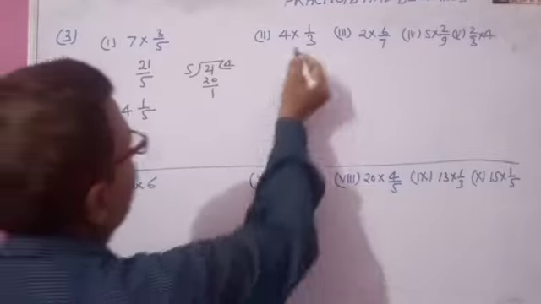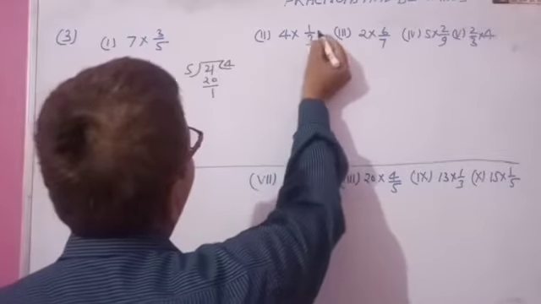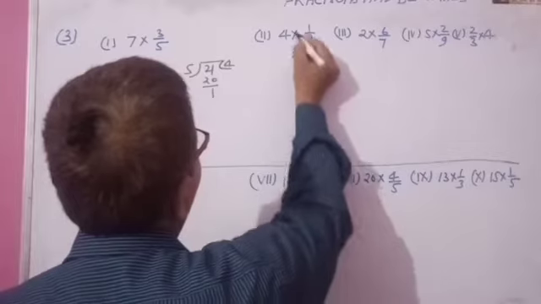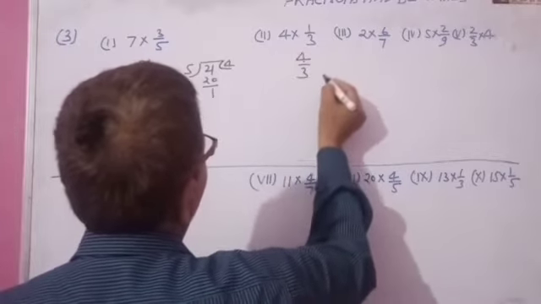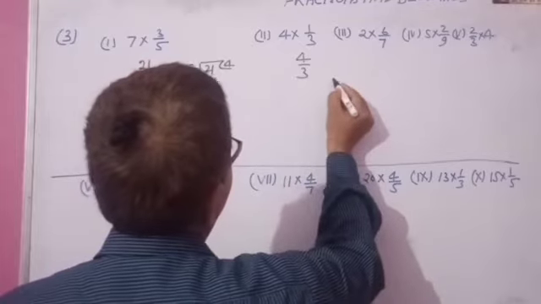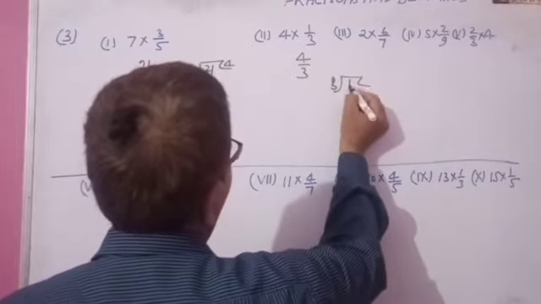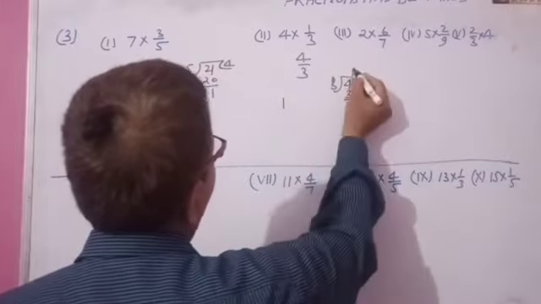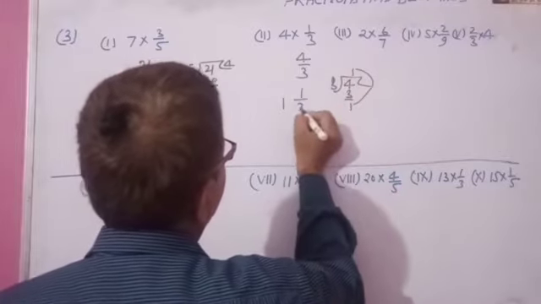Now second part: 4 multiplied by 1 upon 3 that is 4 upon 3. Then you can write in mixed fraction. You can divide 4 by 3, 3 1s are 3, 1 whole 1 upon 3.